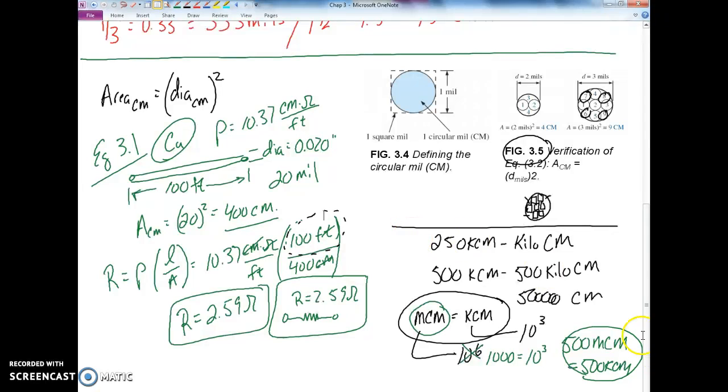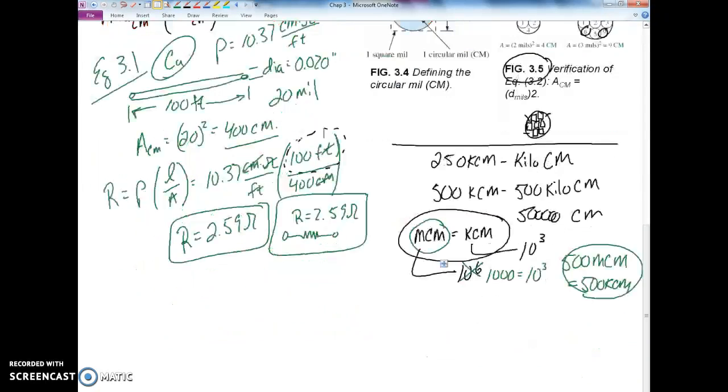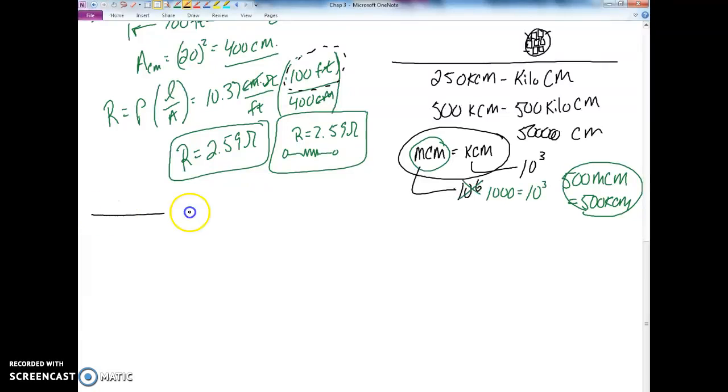Okay, so that is that example. Let's go ahead and work another example. That is example 3.2.